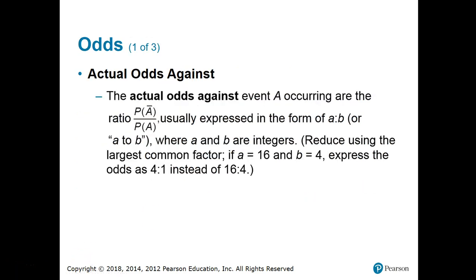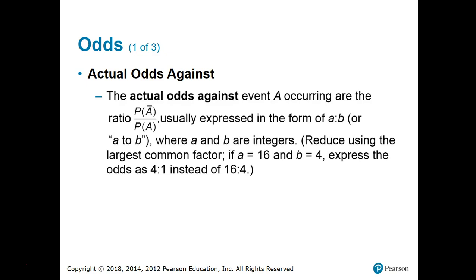All right, odds. We don't talk about evens. No, odds. They're special. All right, so this is for gambling. The actual odds against an event A occurring are the ratio of the probability of the complement of A divided by the probability of A, and is usually expressed in the form A colon B. So that's a ratio of A over B.